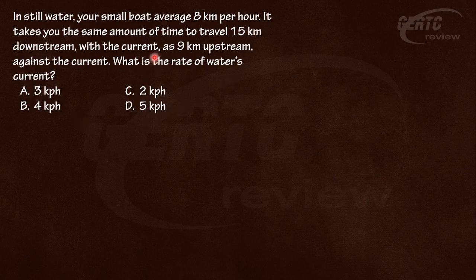Alright, so given here is the rate in still water, X, 8. And then the reverse current is the unknown. So what is known here is the condition: the time spent to travel 15 kilometers downstream is the same as the time to travel 9 kilometers upstream. So there's only one unknown here, the rate of the water's current. Let us call it Y. Let Y be the rate of the current in kilometers per hour.